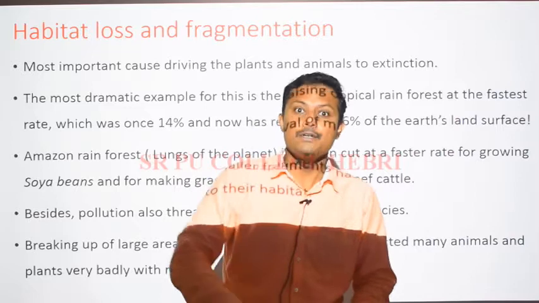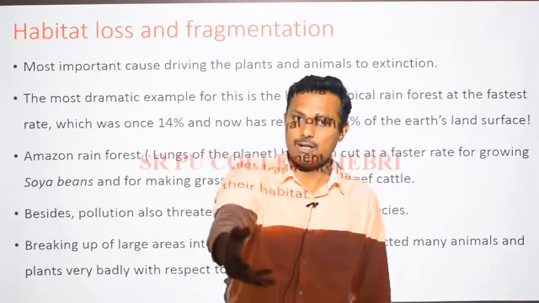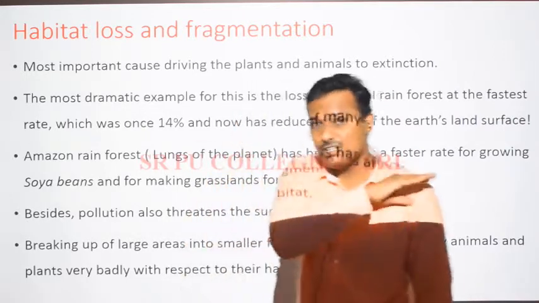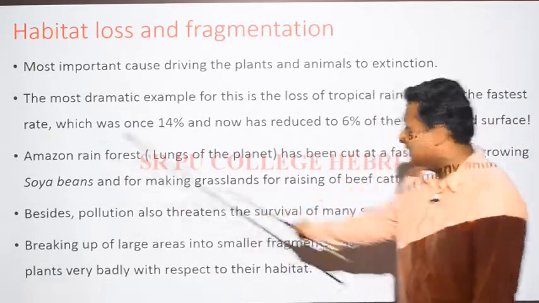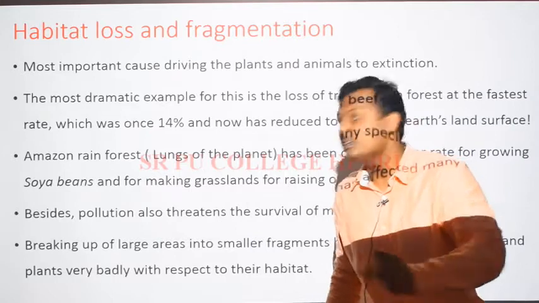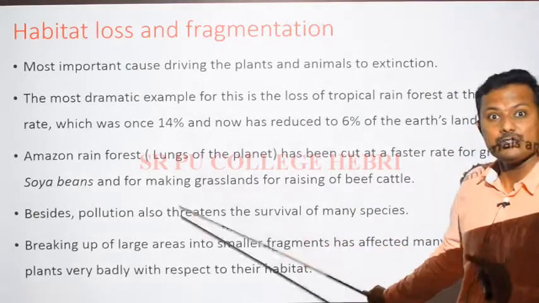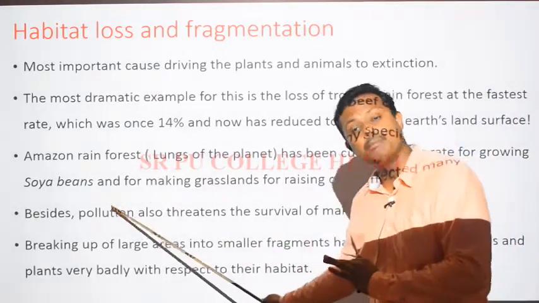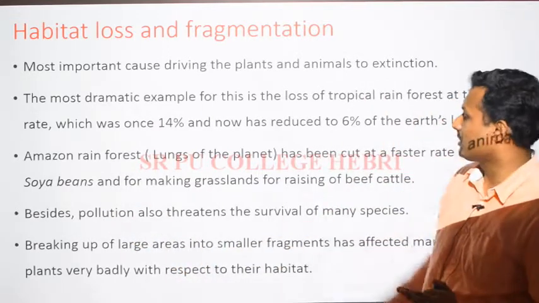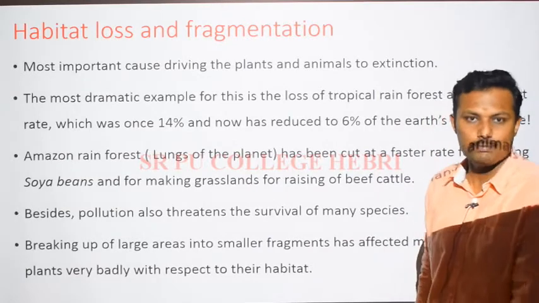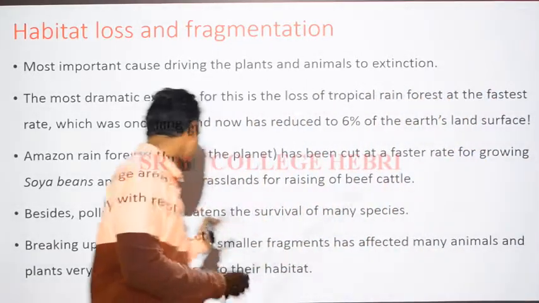To grow grasslands and lawns for animals to graze is one reason, and another is to destroy the forest and grow soybeans there. So they are destroying the lungs of the planet just to grow soybeans. How ridiculous. Yes or no? So these are the main reasons of biodiversity loss through habitat loss and fragmentation. Besides, pollution is also a major evil here, which threatens the survival of many species, right?